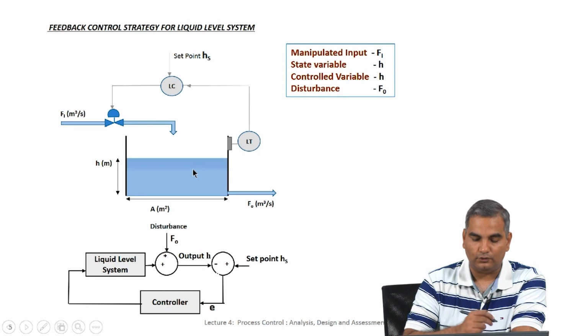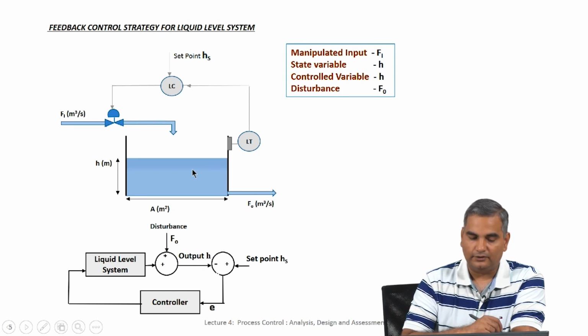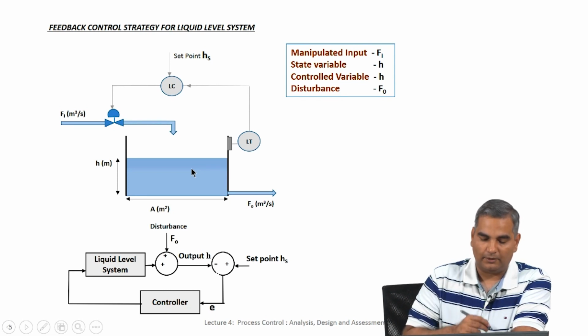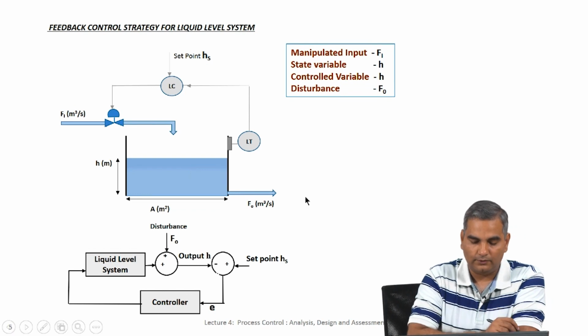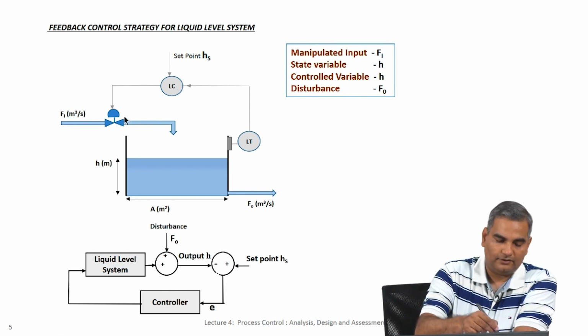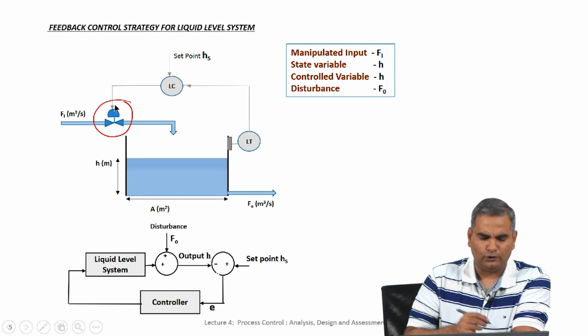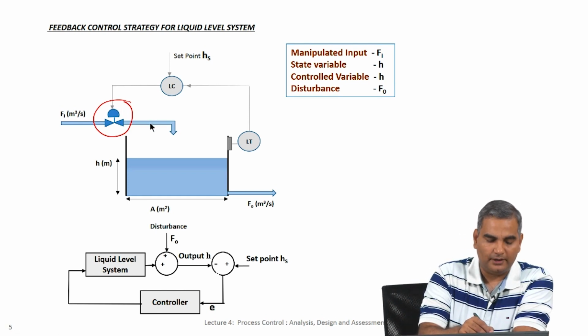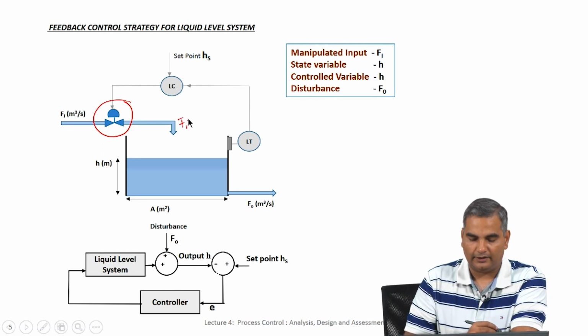So, let us take this liquid level system and then try and understand the feedback control strategy if we were to use it for this liquid level. So, in this case we have a flow coming in, let us say we have a flow going out and we have height. Okay. So, now in this picture you will notice that we have put in a control valve here at the inlet. So, that basically means that we should be able to manipulate the flow of the liquid that goes into the tank.